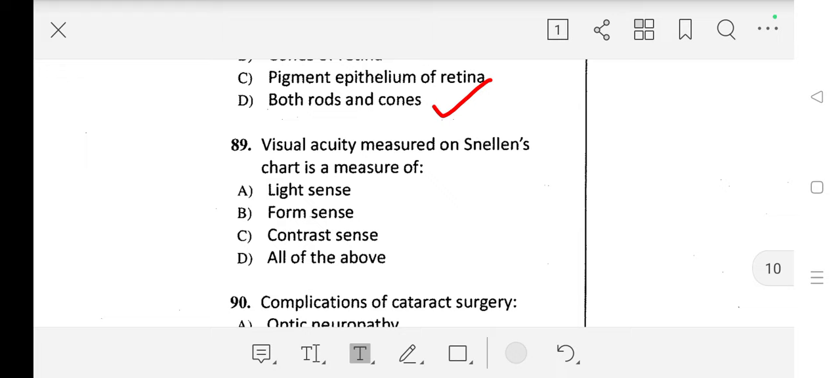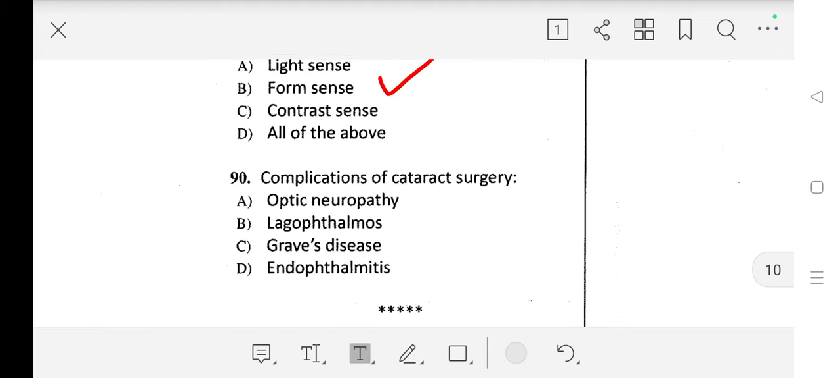Visual acuity measured on Snellen chart is a measure of light sense, form sense, contrast sense, all of the above. Its right answer is B part, form sense. Complications of cataract surgery: optic neuropathy, lagophthalmos, Graves disease, or endophthalmitis. Its right answer is endophthalmitis.